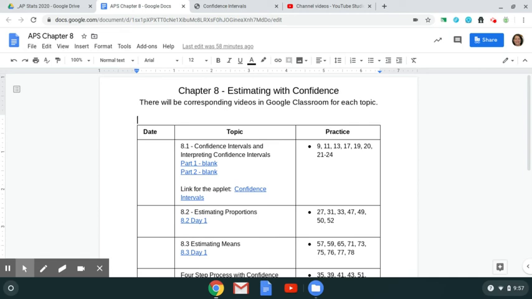Right, guys. So to finish lesson 8.1, open part 2 and get a copy of the blank notes on your screen and open the applet for confidence intervals. Please take your notes, read through questions 1 through 6 and answer those questions, and then press play whenever you are ready to discuss what you saw.